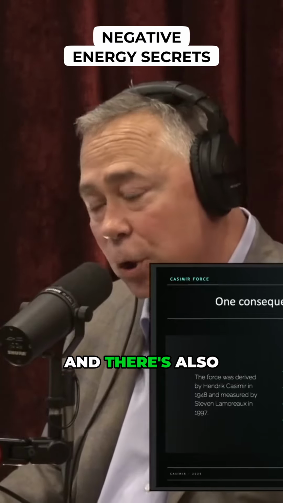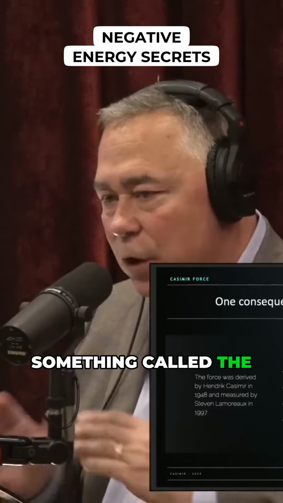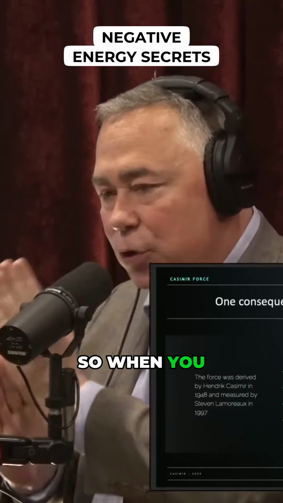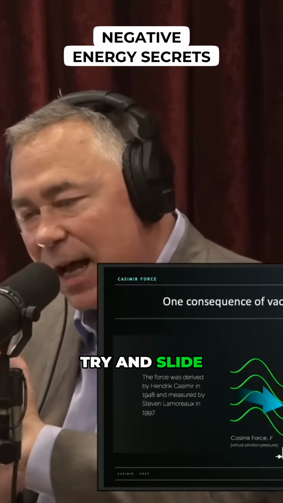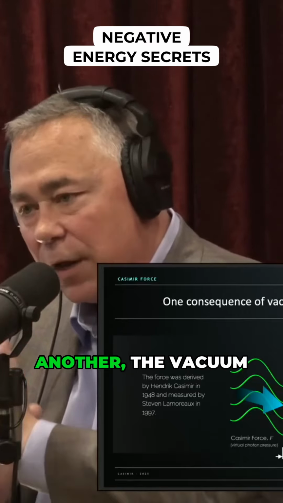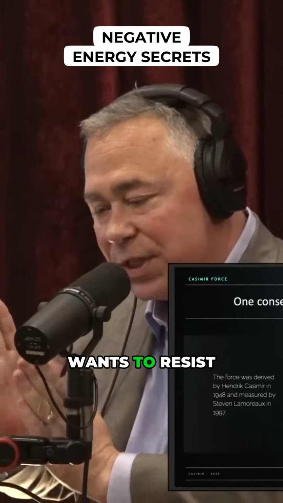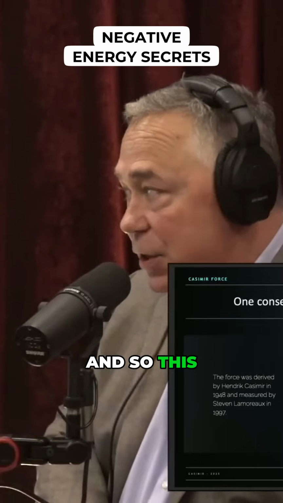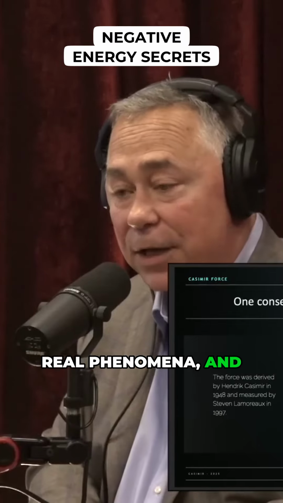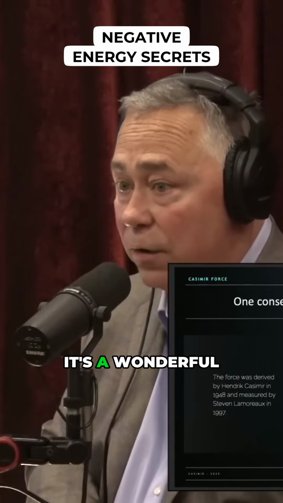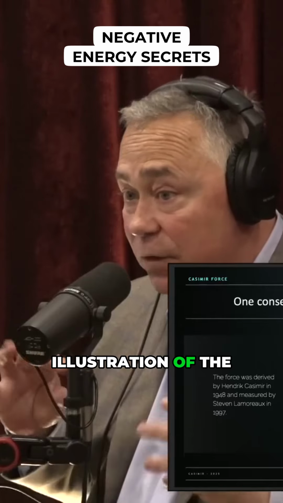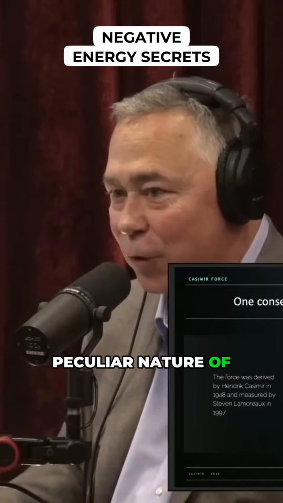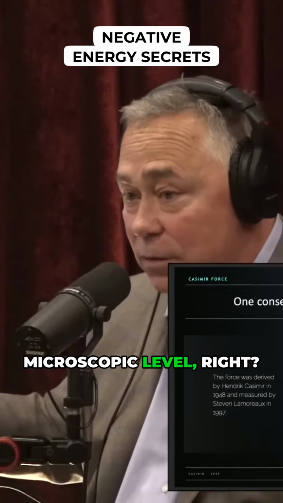And there's also something called the transverse Casimir force. So when you try and slide those two plates relative to one another, the vacuum wants to resist you sliding those two plates. And so this is a very real phenomena, and it's a wonderful illustration of the peculiar nature of reality at the microscopic level, right?